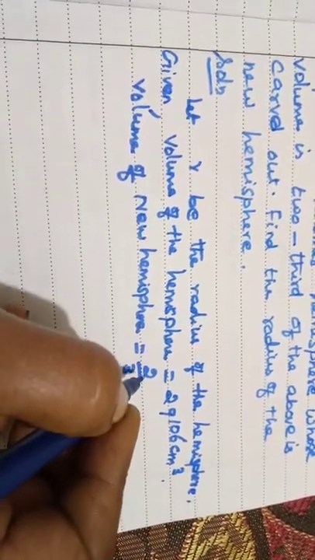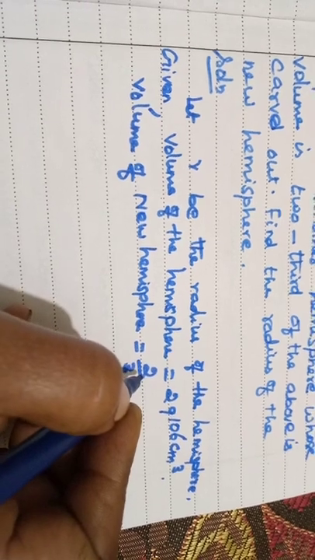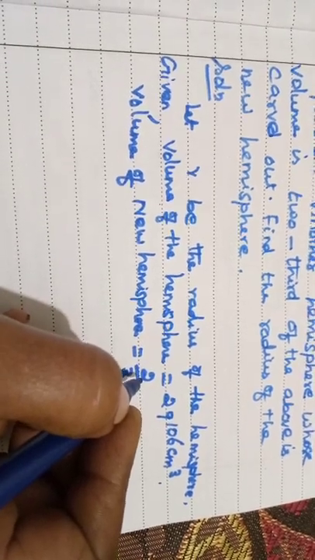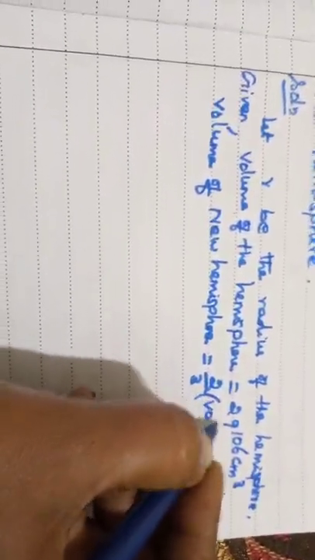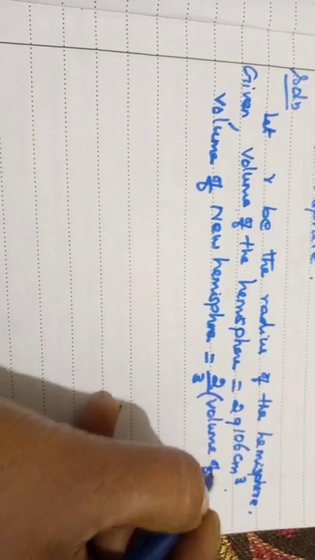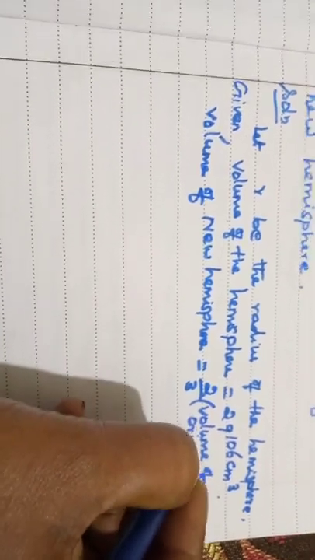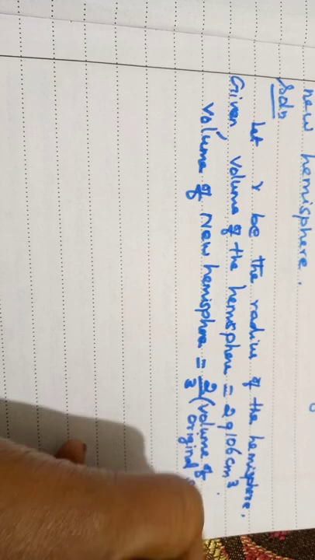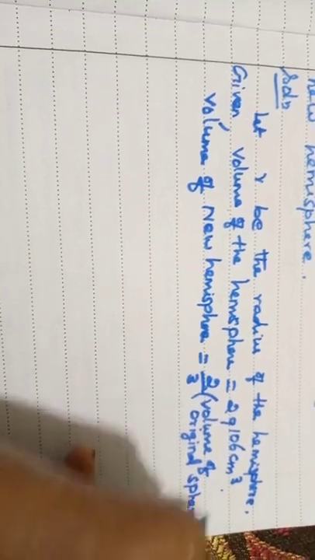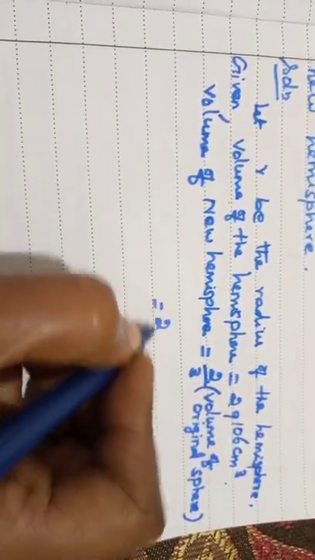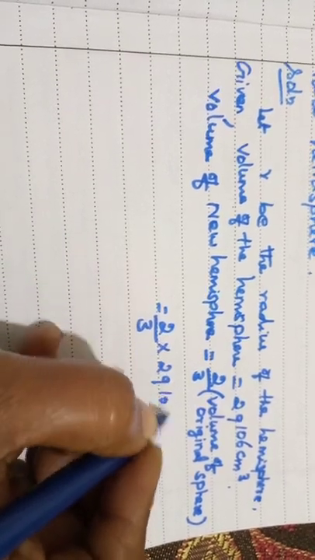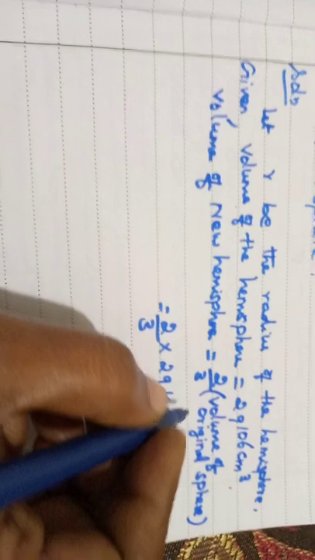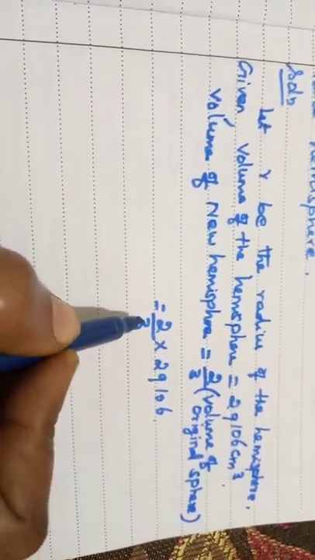2/3 is given, no? 2/3 means 2/3 into volume of original sphere. Which means 2/3 into volume of original sphere is given, 29,106. Okay.